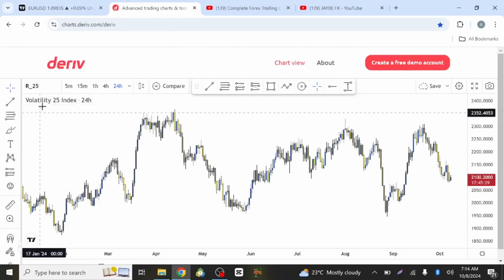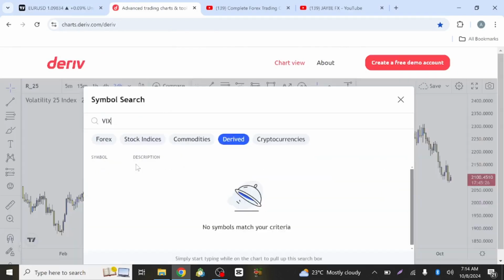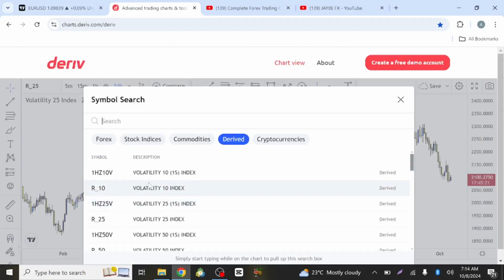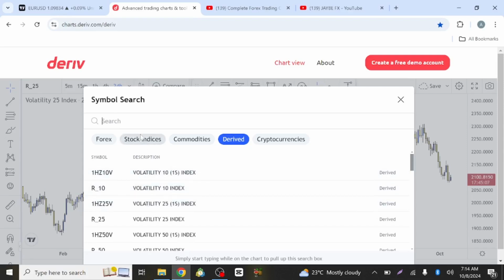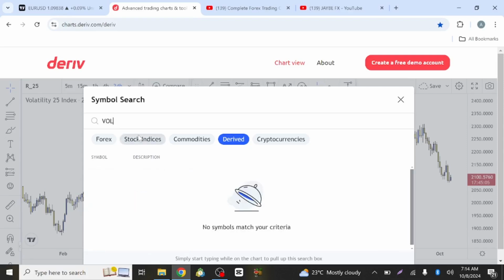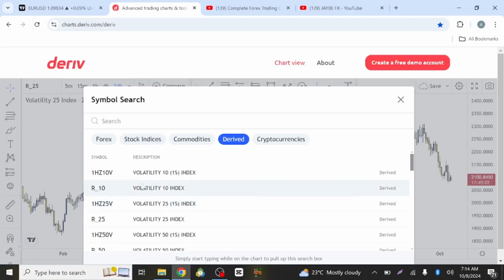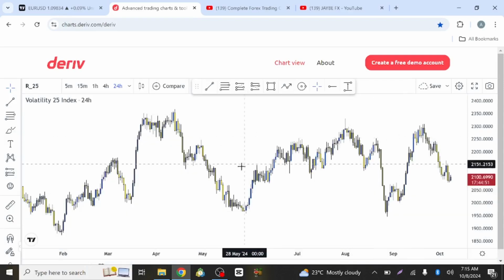But if you go to the Deriv indices and search, you don't need to search for VIX, you search for vol. I don't know why the shortcut key is not working. I believe they did not include the shortcut. Okay, these are the shortcut keys: underscore 10, underscore 25. But obviously, when you want to trade Volatility 25, this is where you come.